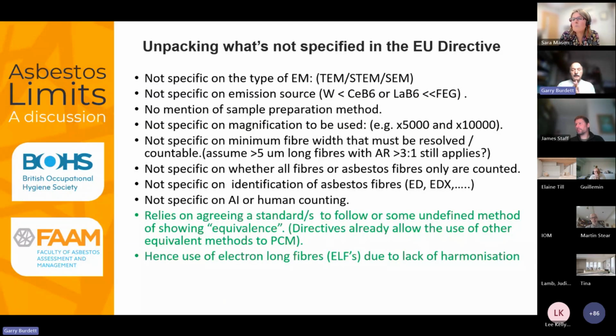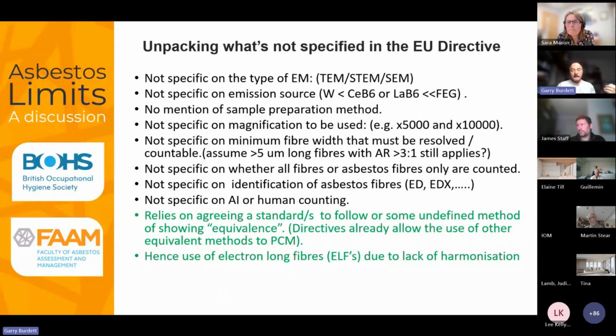Now, the problem with the EU directive and how it can be implemented is that it's not very specific. It's not specific on the type of electron microscopy: TEM, STEM, SEM. It's not specific on the emission source. There's no mention of the sample preparation method or the magnification: 5,000, 10,000, 20,000. Not specific on the minimum fiber width that must be resolved. And it's not specific on whether we just count all fibers like the PCM does, or analyze and identify asbestos fibers only. It's also not specific on how we do the counting, whether by human counting or do we move to AI counting.